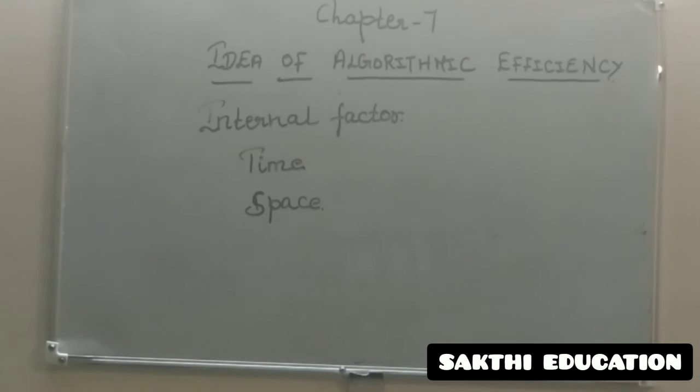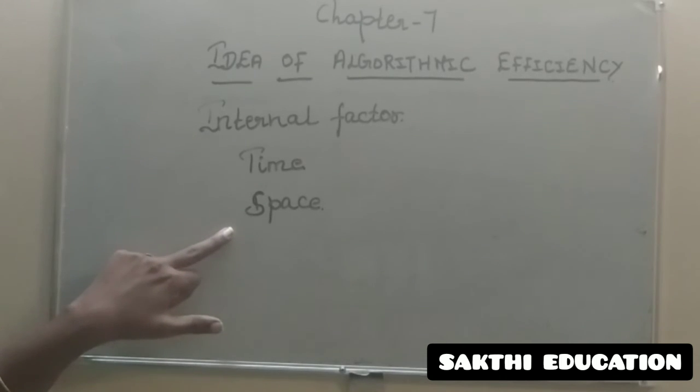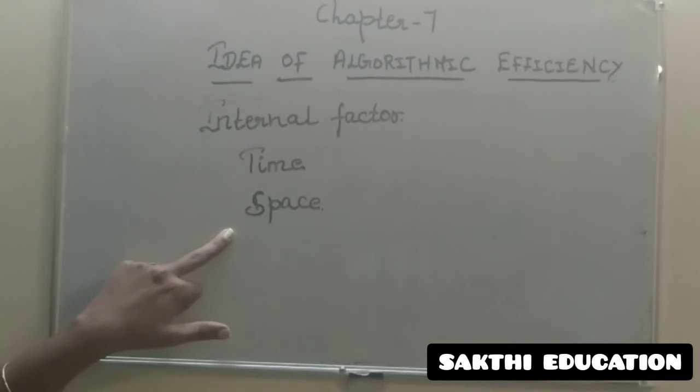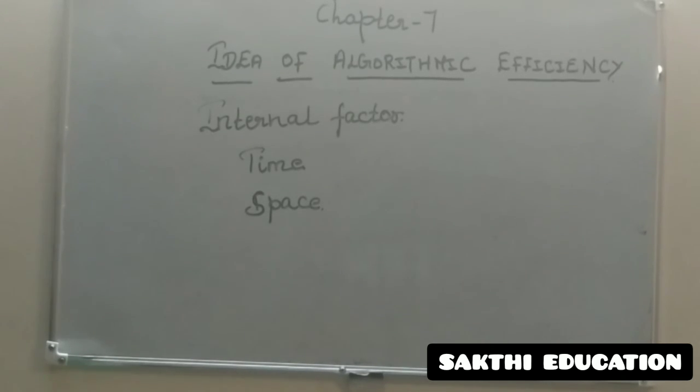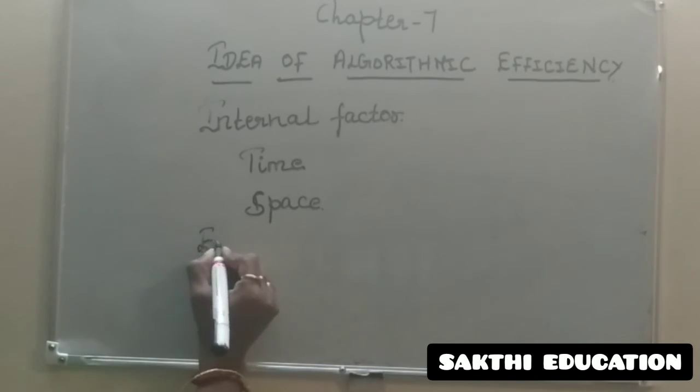Internal factors are time and space. While writing the algorithm, we have to measure the time: how many seconds it will take to complete that task, or how many hours it will take to complete that algorithm. That is one of the main factors. Another one is how much memory your algorithm occupies. That refers to space. Next one, external factors.